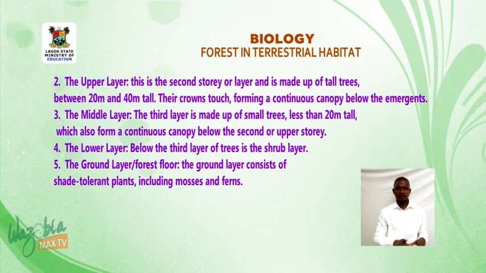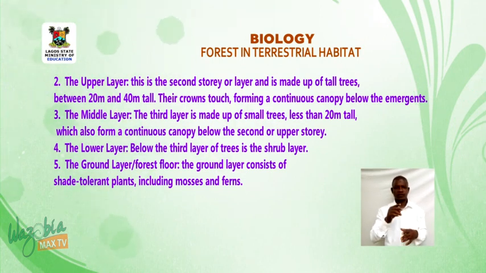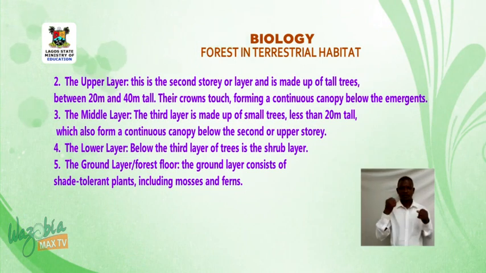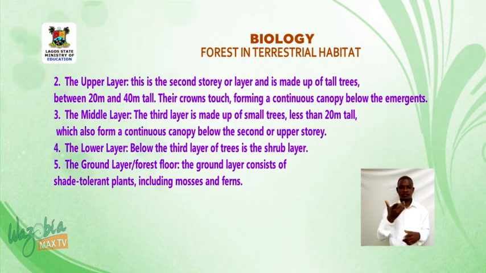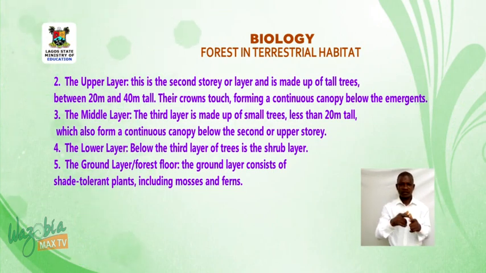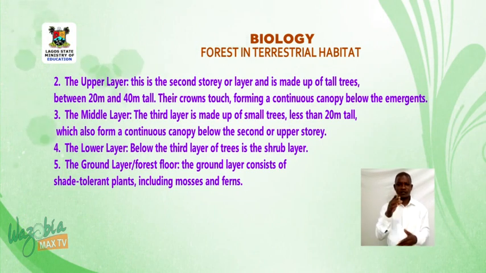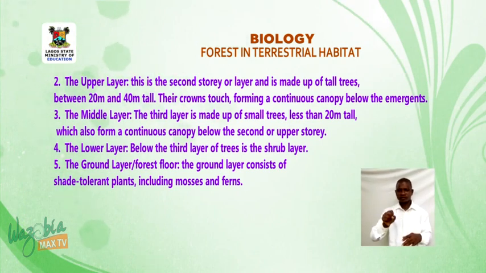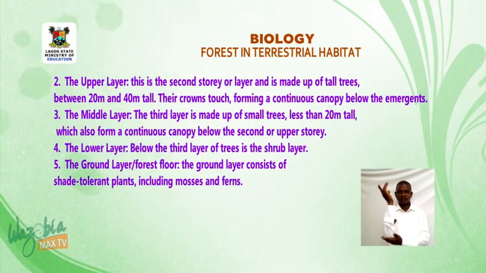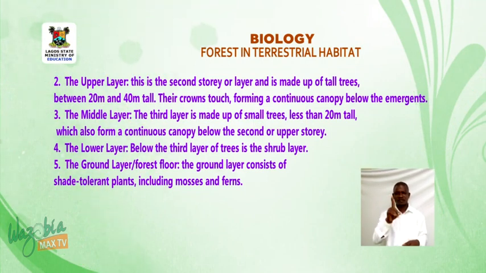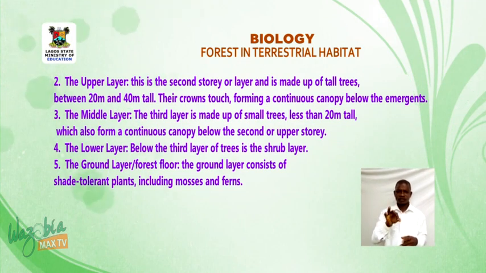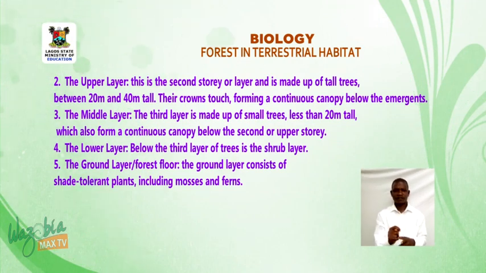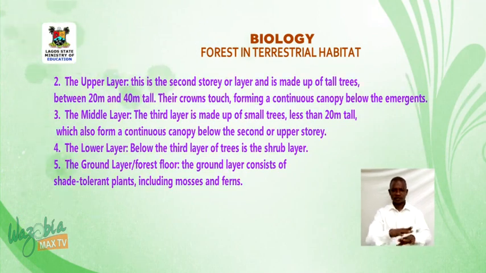Four, the lower layer. Below the third layer of trees is the shrub layer. You see them? They are the shrub layer, short trees. Then the fifth one is the ground or forest floor. That is the floor of the forest. The ground layer consists of shade tolerant plants, including mosses and ferns. Those are the ones that you see in the ground layer.